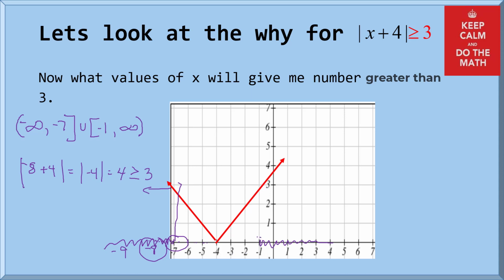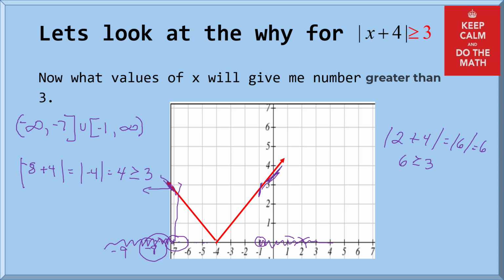Let's go back to the right side, -1. Well, if it's supposed to be -1 to infinity, any number above -1 should work. So let's take the 2, for example. Let's plug 2 in on the right. 2 plus 4. Take the absolute value of that. It's the absolute value of 6, which is 6. And 6 is definitely greater than or equal to 3. So you can see that the outside of those two numbers, that is my interval. So it's basically this part of the graph and that part of the graph.